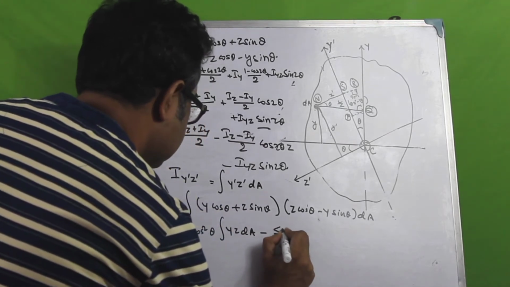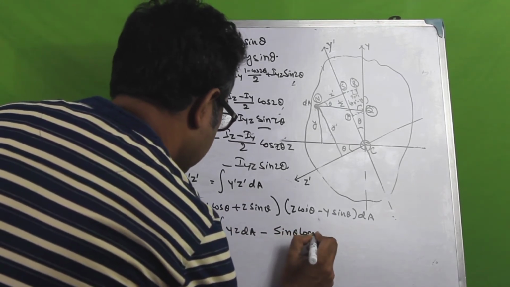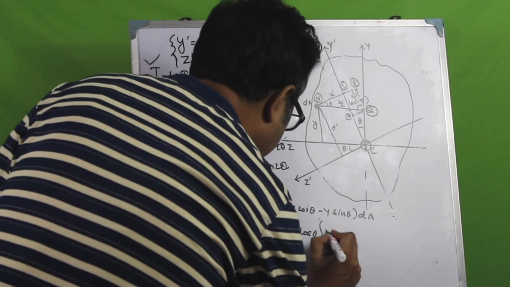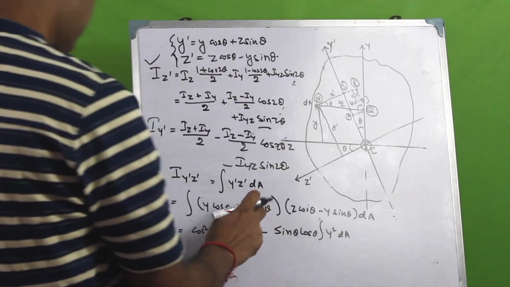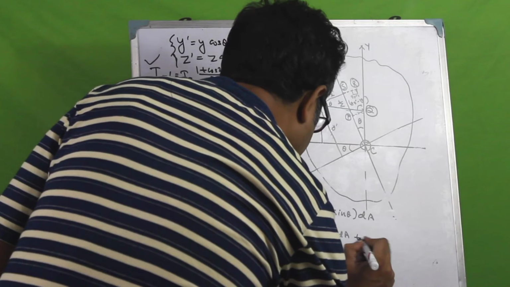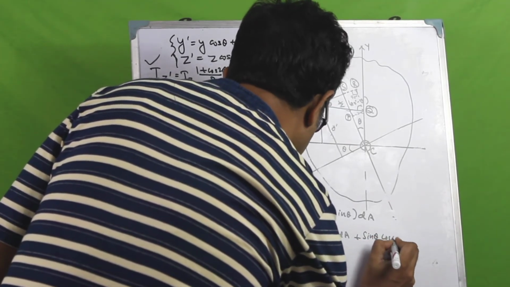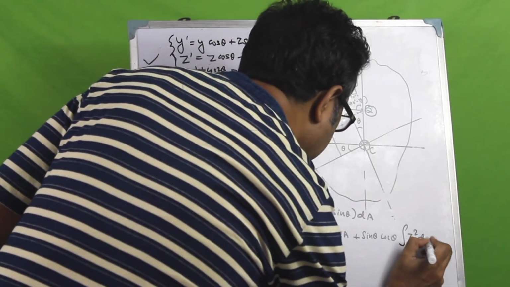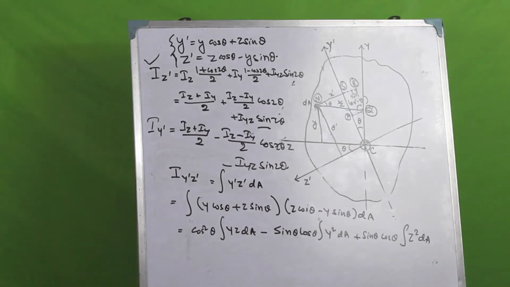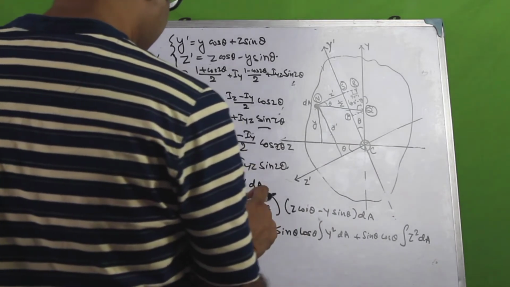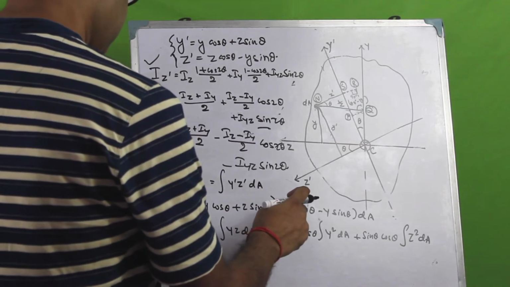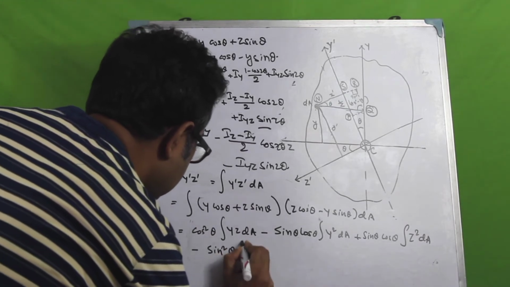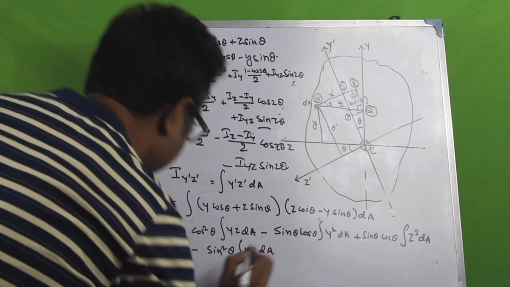minus sin theta cos theta, and then we have y square dA, and then the same thing plus sin theta cos theta z square dA, and finally we have minus yz sin square theta. So we have minus sin square theta integration of yz dA.